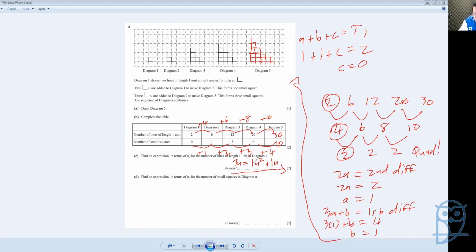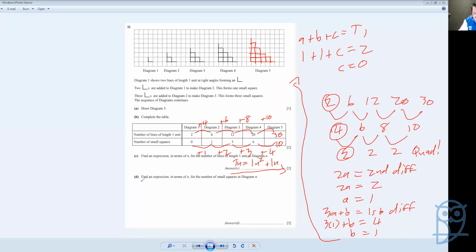So if you sub in n as 1 because it's diagram 1, you should get an answer of 2. 1 squared is 1, times 1 is 1, plus 1 is 2. Great. But diagram 1 we know should work anyway. Diagram 2, sub in 2. 2 squared is 4, plus 2 is 6. Good. Diagram 3. 3 squared is 9, plus 3 is 12. Good. Last one, diagram 4. 4 squared is 16, plus 4 is 20. So that looks very good.